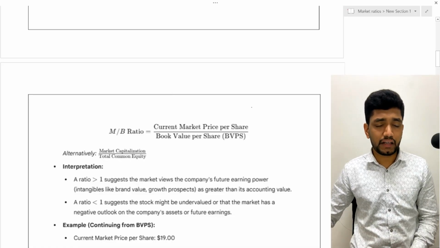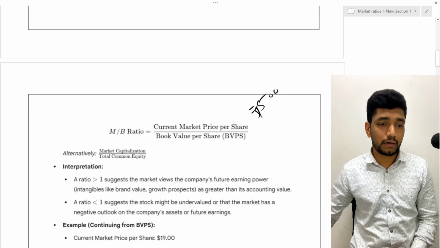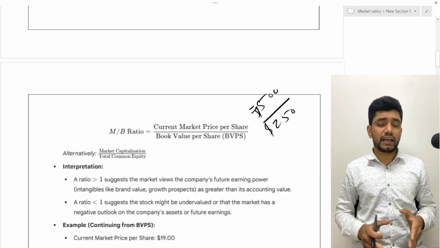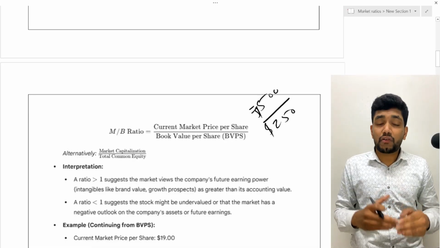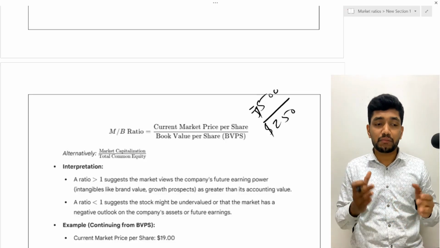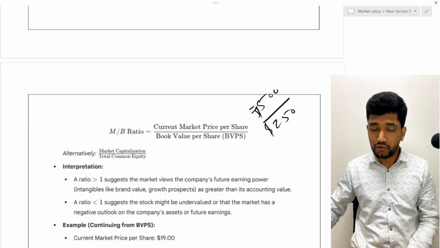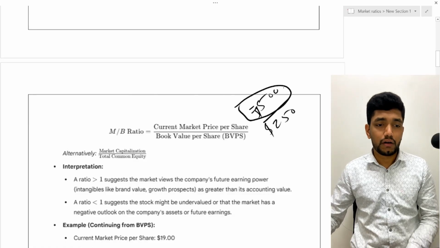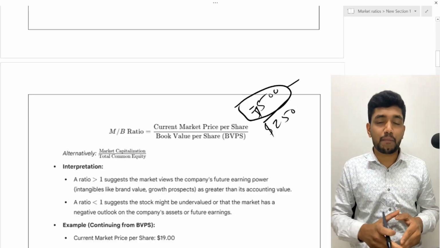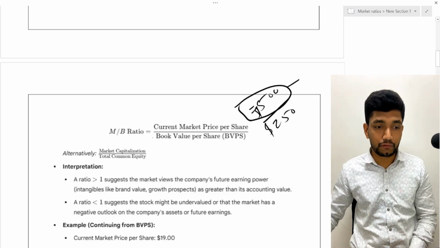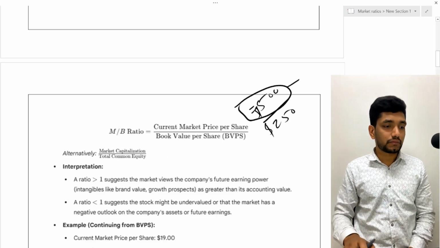If the market price per share is $500 and the book value, just assume, is $250. So what it indicates is that you have to buy this share if you want to hold it, or if you want to keep this share in your portfolio, you have to spend $500. But if the company is liquidated, the actual book value per share is $250 only.